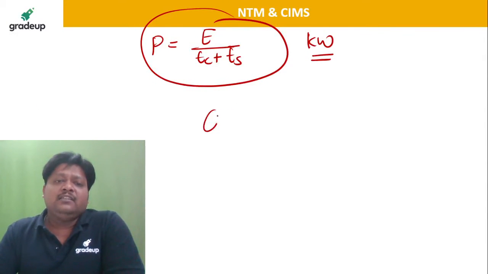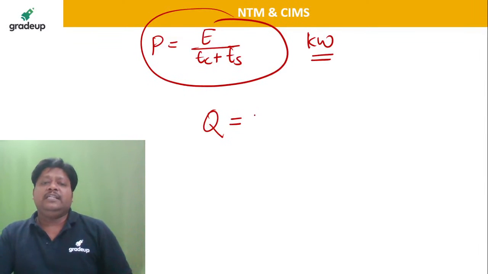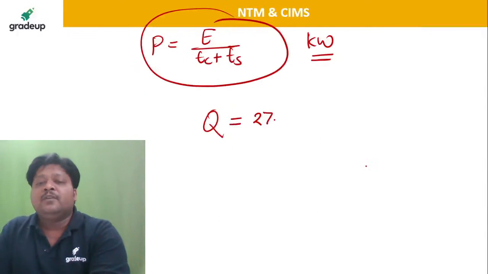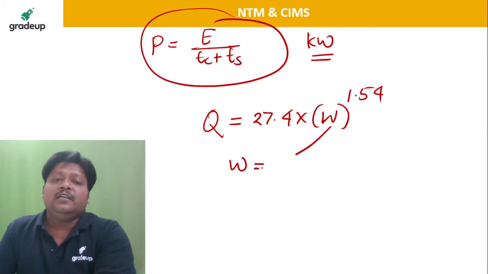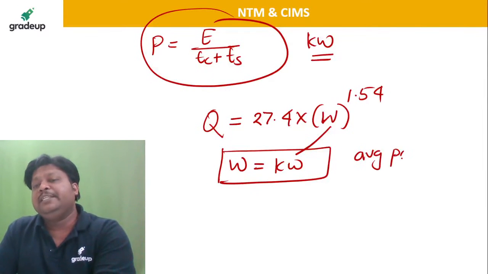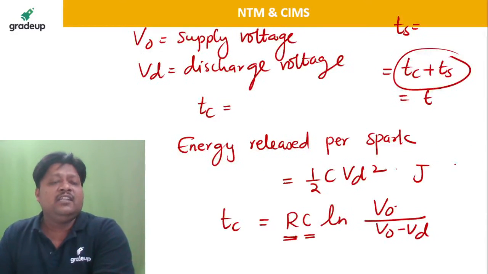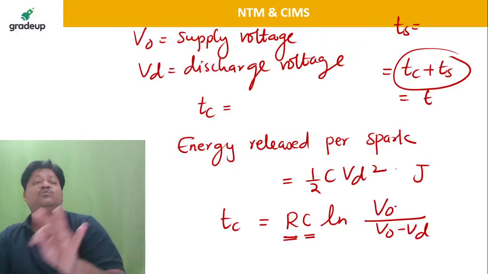And finally from that, the material removal rate in case of EDM you can write in terms of the power, that is 27.4, I hope it is given in the question, 27.4 into the power P or W to the power 1.54. And please remember this power W should be in kilowatt. This is the average power, should be in kilowatt. Please see, if you have knowledge of this formula only, that is more than enough. If you have the knowledge of the formulas related to electro discharge machining, you are able to solve the question.